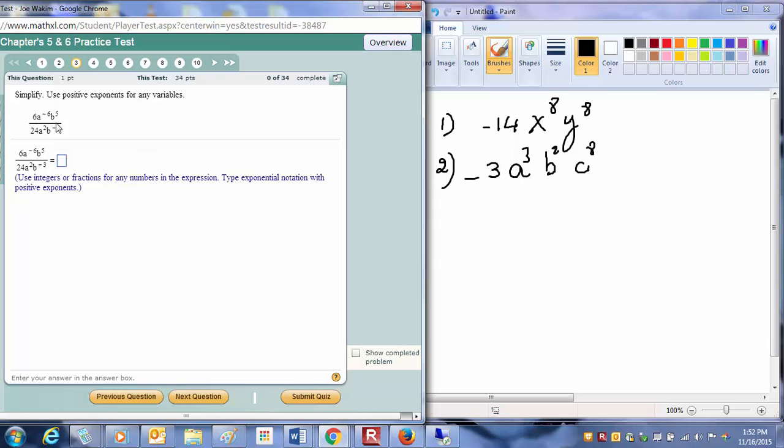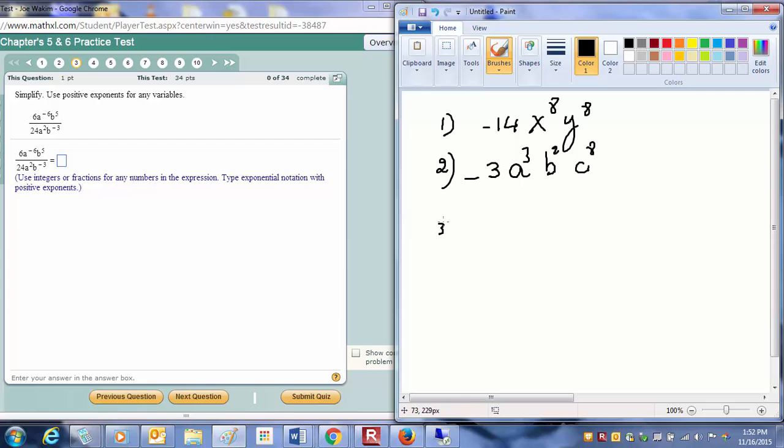Let's go to number 3. Here we have to divide also using the quotient rule, but we have to make sure we end up with positive exponents. 6 divided by 2 is 3. a to the minus 6 over a to the power 2, we need to subtract the numerator minus the denominator. Also b to the power 5 minus the denominator. Notice that the denominator is negative 3, so we have to have a minus for the quotient and negative 3 for the exponent of b.